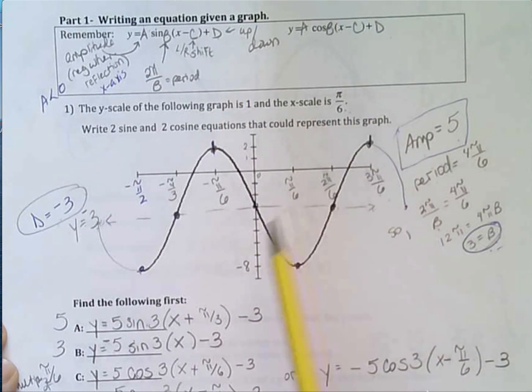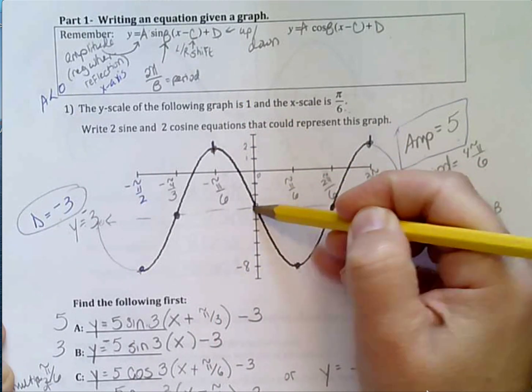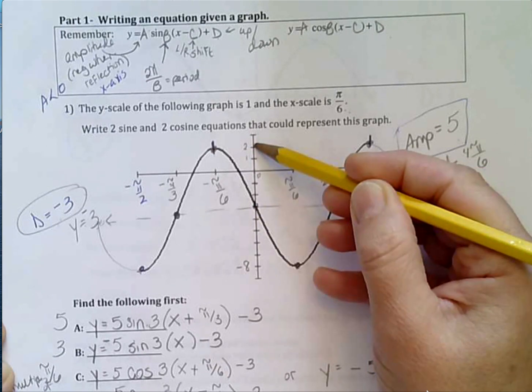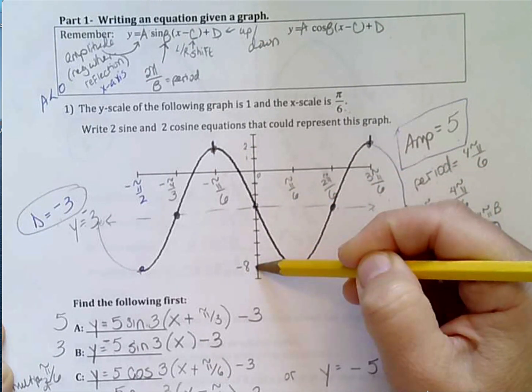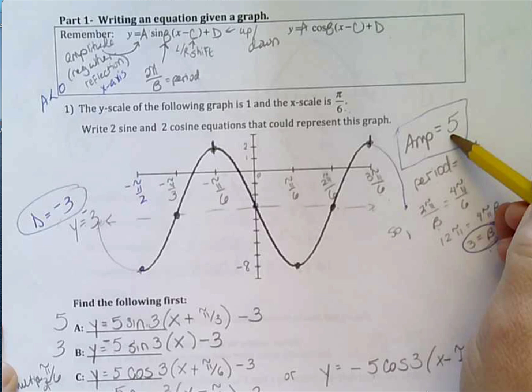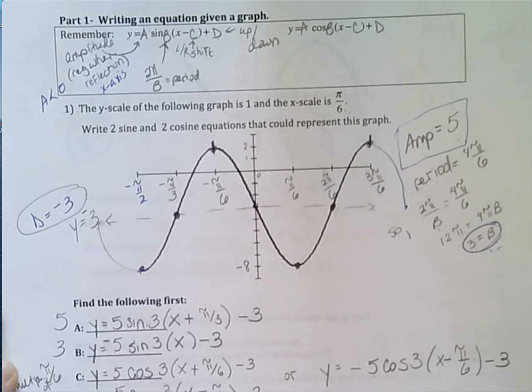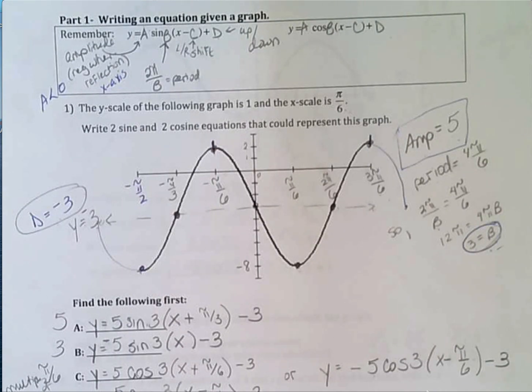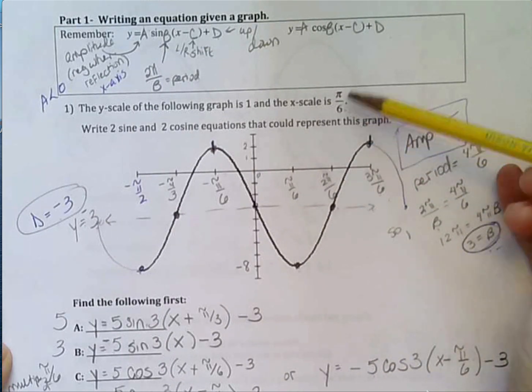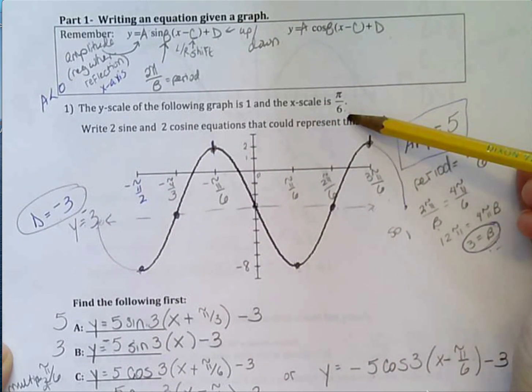Next, what we want to do is also note that from this -3, we're going up and down 5. Well, that's your amplitude, so right now I know what A is equal to. So I feel like I'm halfway there, but there's so much more to do. So the next thing I want to do is find out what my period is, but in order to do that, I have to finish scaling my x-axis.